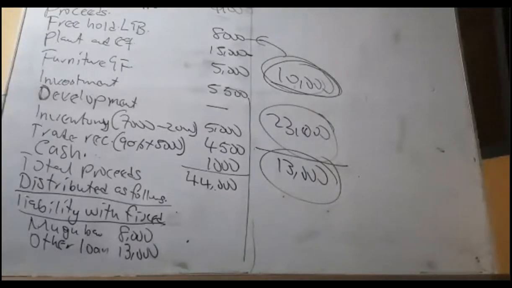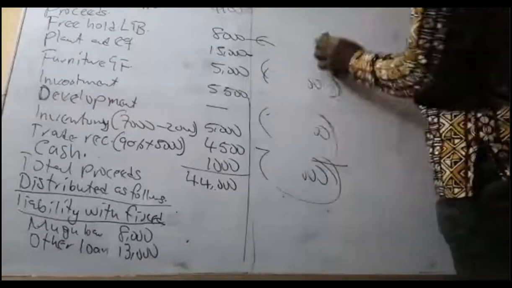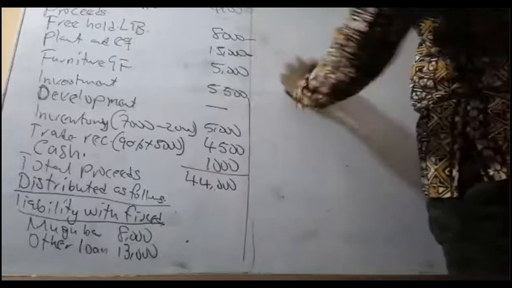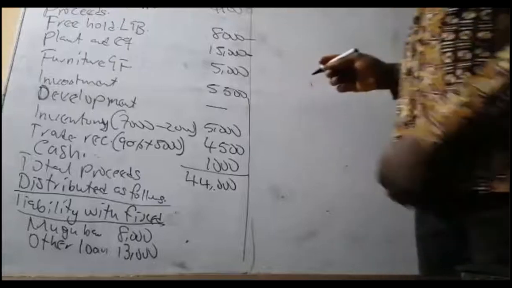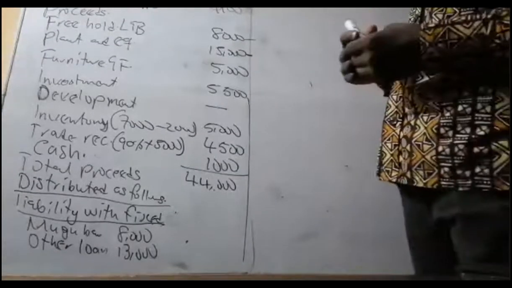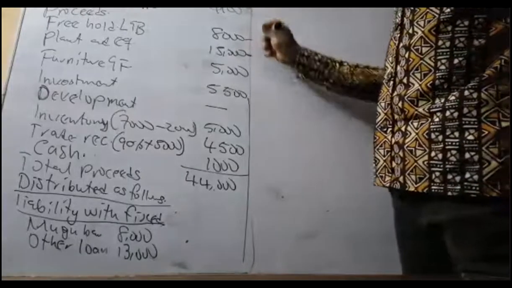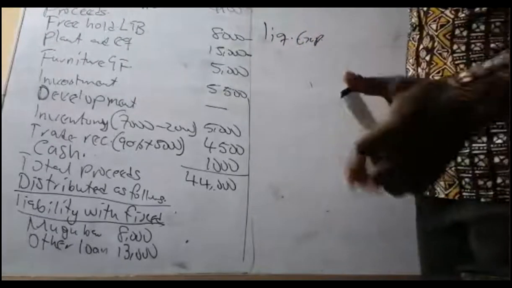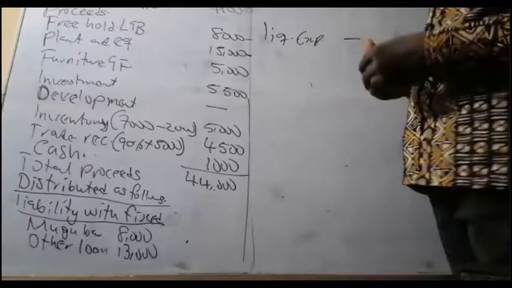Number 2. What's the second one? The second person on the list to be paid from the receiver's money. So I'm continuing from this section. Receiver's money. Cost of what? Liquidation, right? Or liquidation expenses. Do you come across something like this in this question? No liquidation expenses, right? So dash.